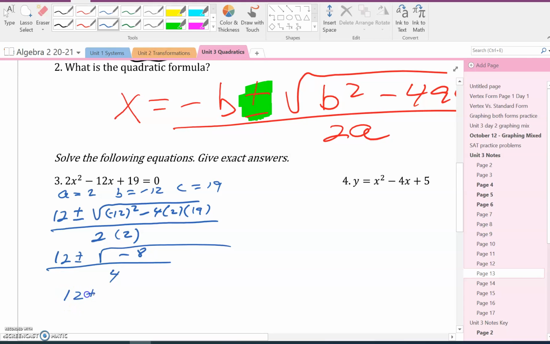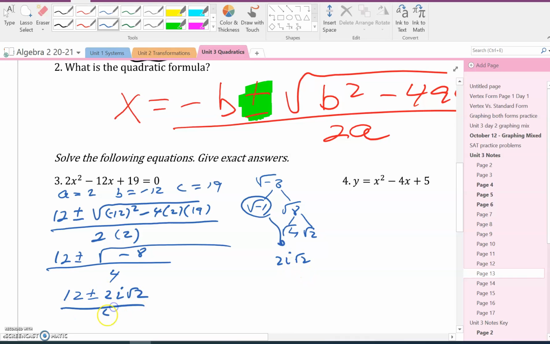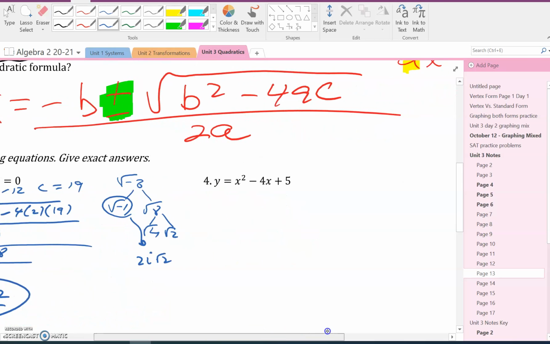So I have 12 plus or minus, I'm going to simplify this, so square root of -8 is square root of -1 times square root of 8. So that's square root of 4 times square root of 2. So that's 2i root 2. Remember that is i right there. So 2i square root of 2 over 4. And there's some reducing I can do there, but for now I'm just going to keep that as it is.